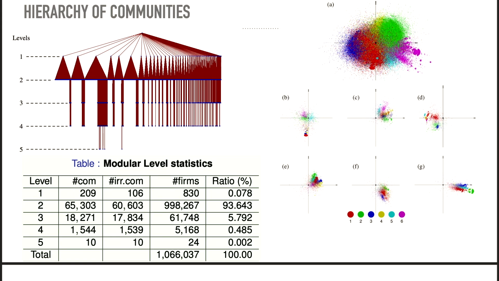So, the size of these communities is very small, and they only constitute 0.078% of the total farms. Further, these communities are decomposed into sub communities, and you can see at the second level the irreducible communities number 60,000, which constitute 93% of the total farms. So, most of the farms actually belong to this second level, and they cannot be further decomposed. The third, fourth and fifth level sub communities are very small and insignificant, and we can ignore them. So, we concentrate on level 1 and level 2 communities.